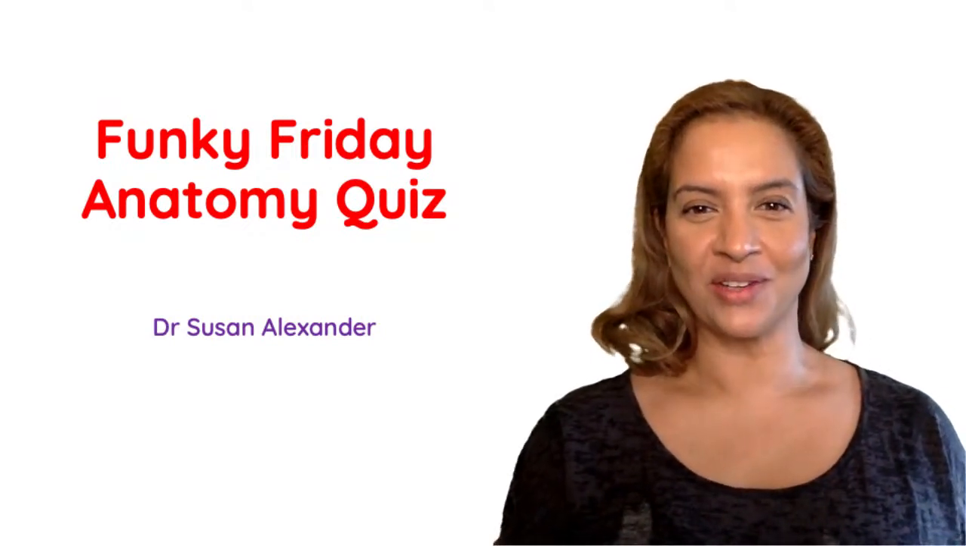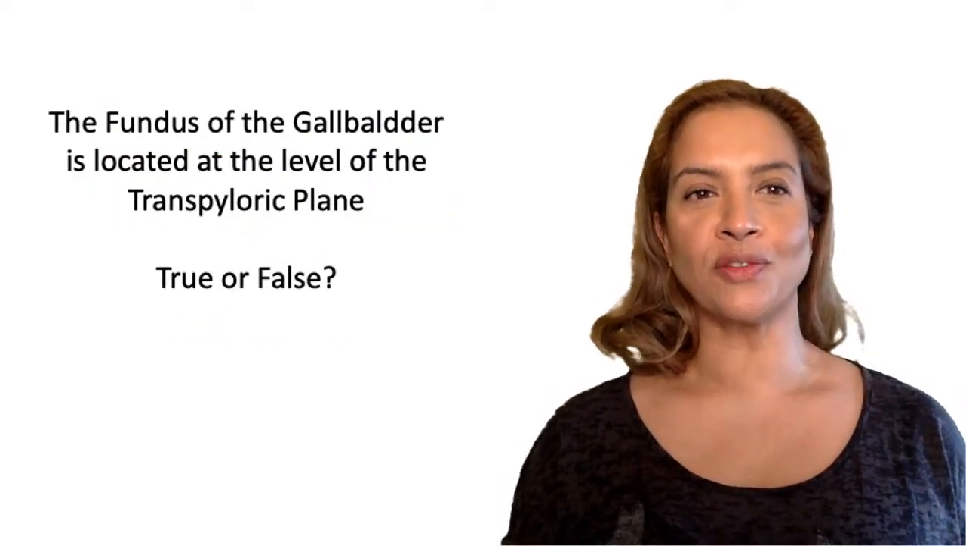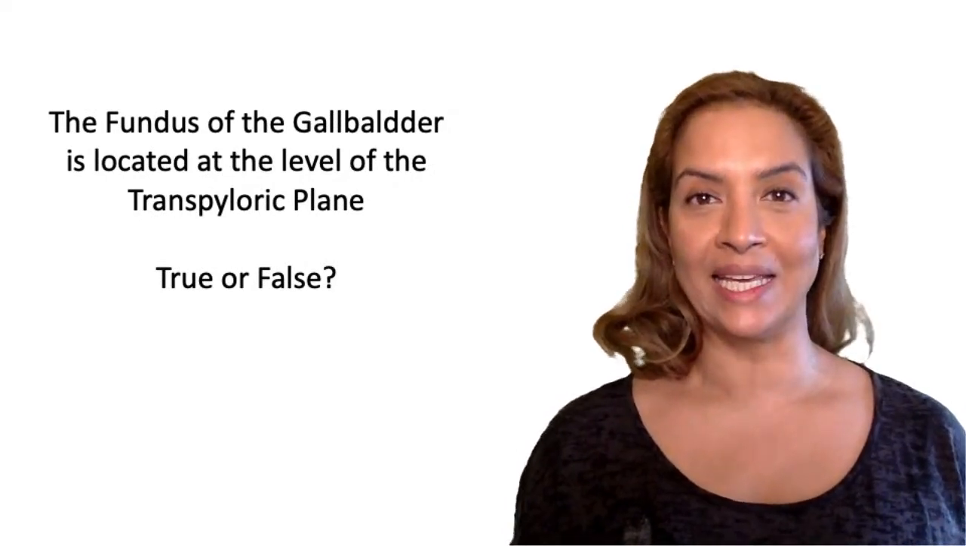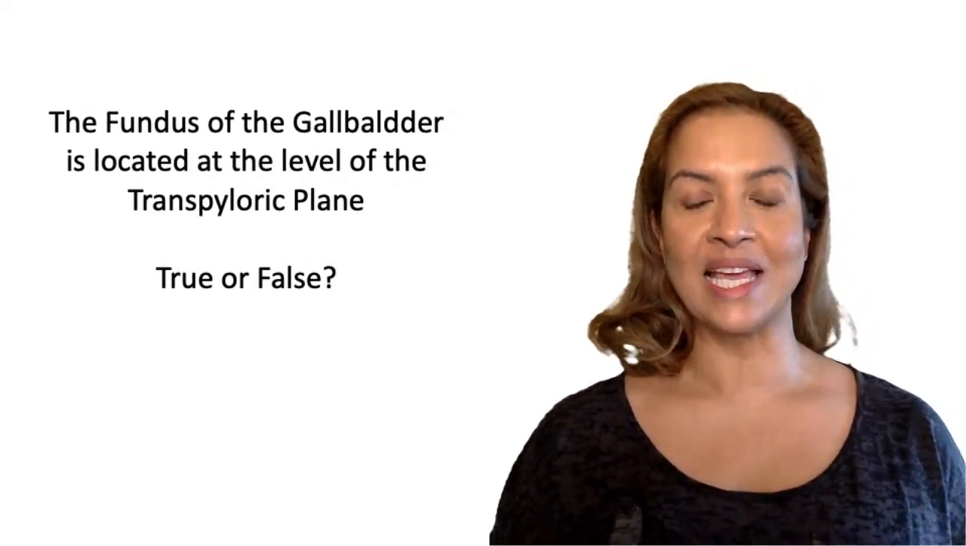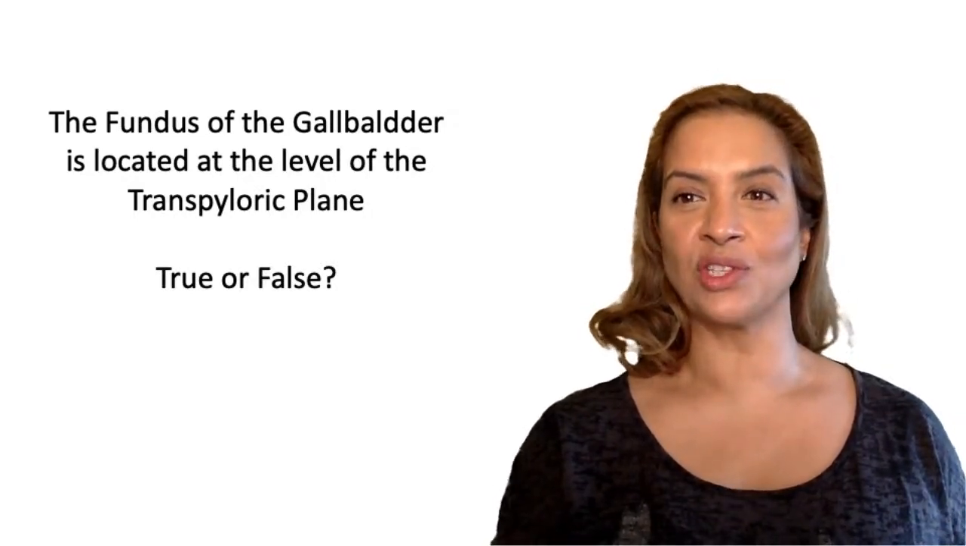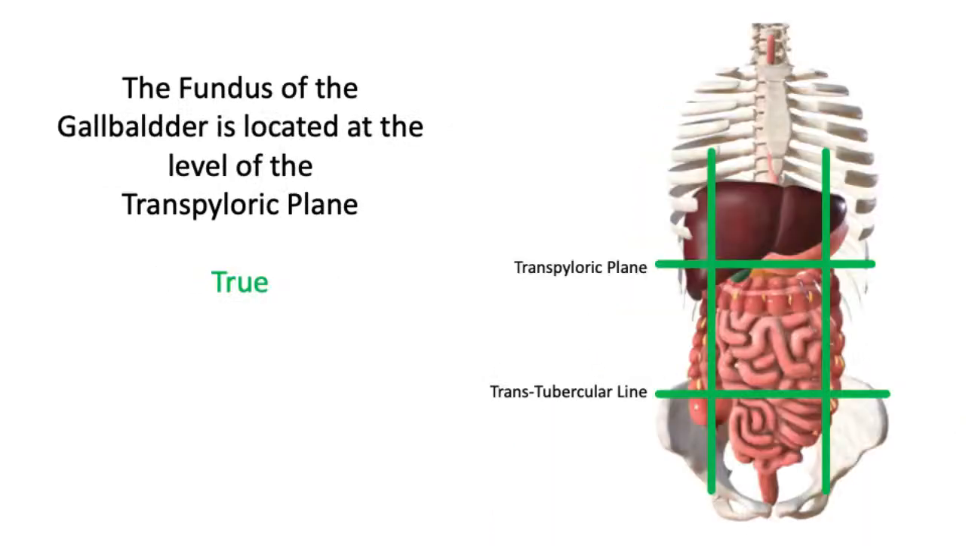The first question on today's Funky Friday quiz is: the fundus of the gallbladder is located at the level of the transpyloric plane. Is that true or false? Is the fundus of the gallbladder located at the level of the transpyloric plane? Well, the answer to that question is true. It is. So here you can see the abdomen being divided into 9 different sections.